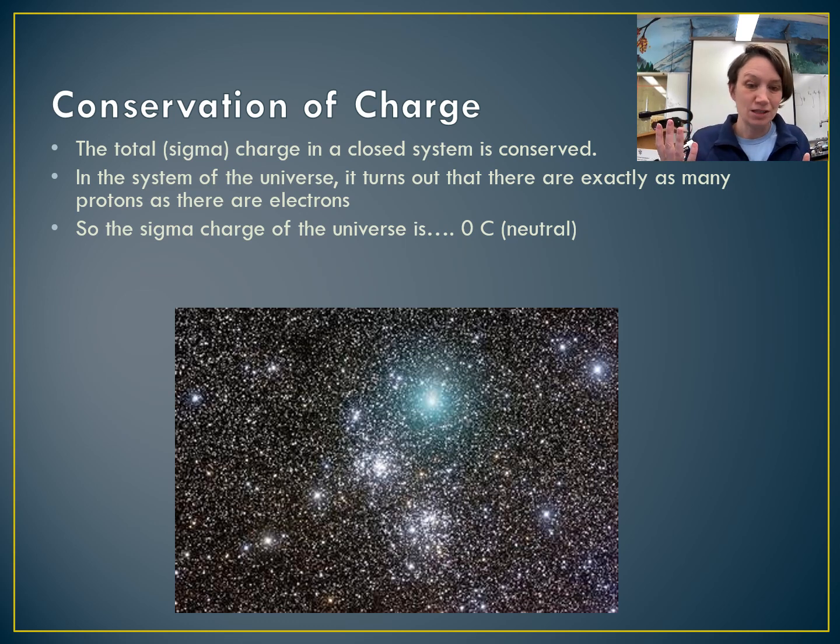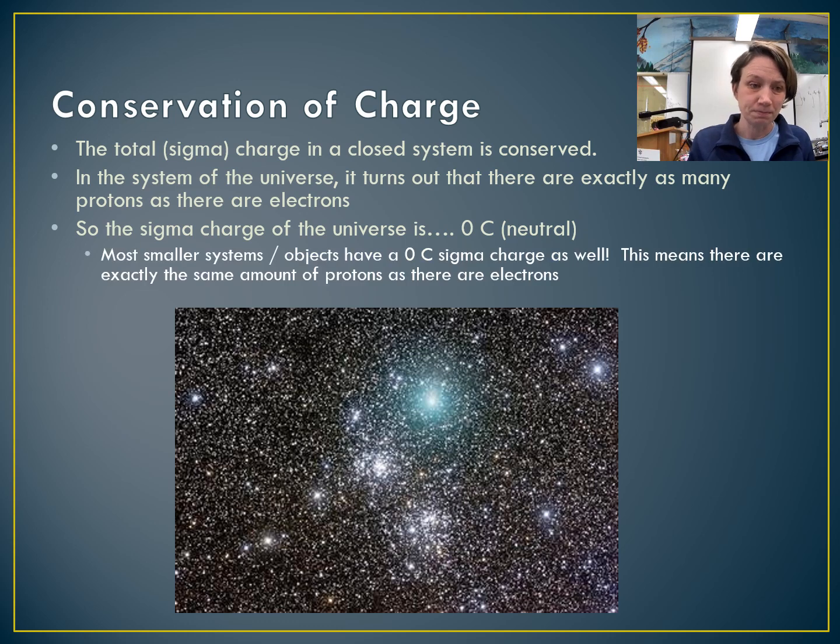Scientists haven't been able to discover a reason why this has to be true. It just appears to be dumb luck that we're born into a universe where there's the same number of each. And it's a darn good thing, because if we had a significant unbalance in the number of protons and electrons, planets would be ripped apart, life as we know it would never be able to form. So lucky us, we happen to have as many protons as we do electrons.